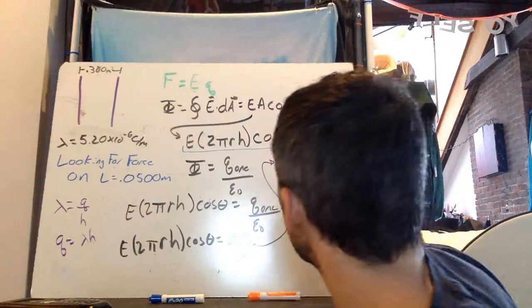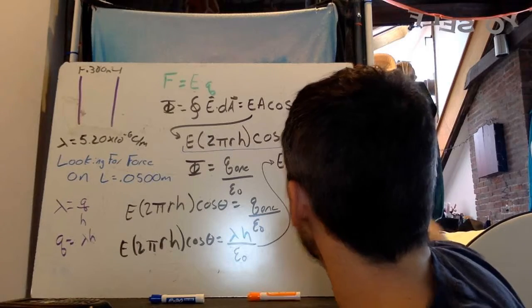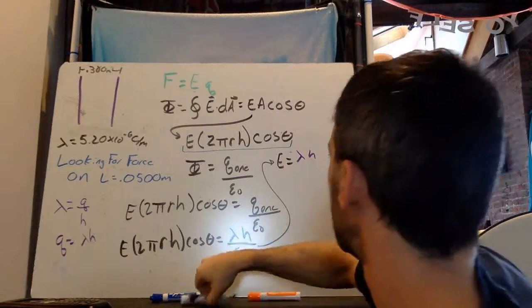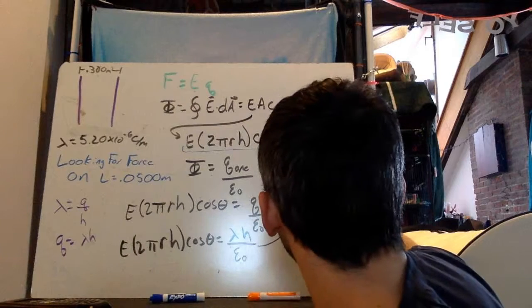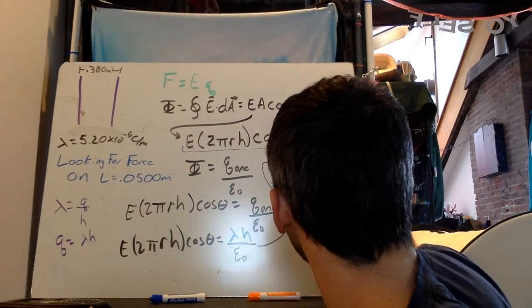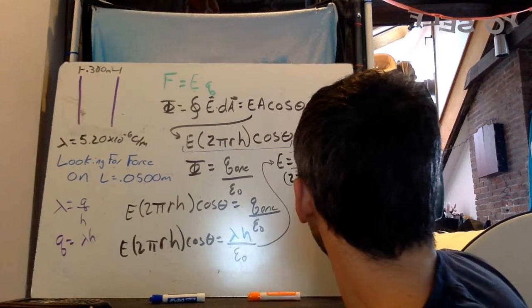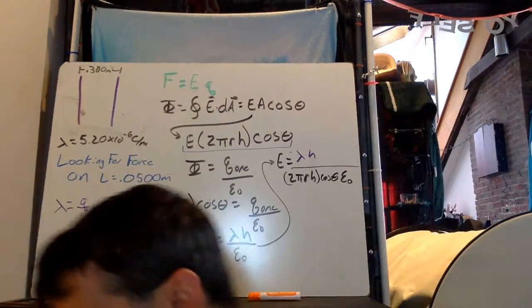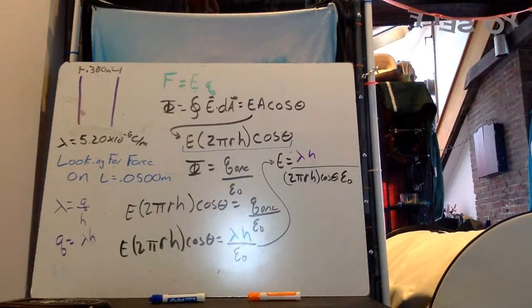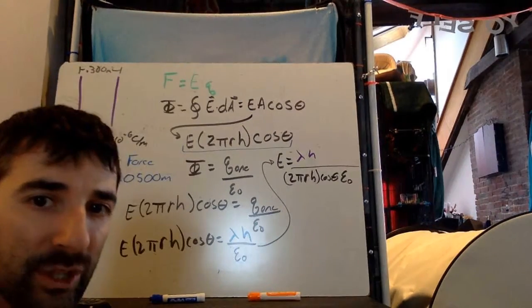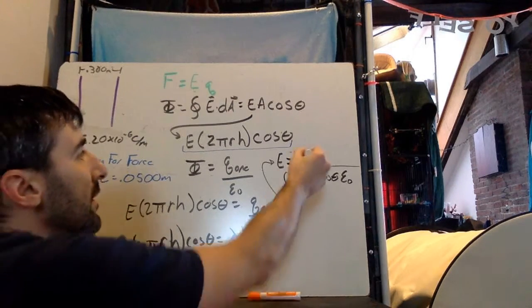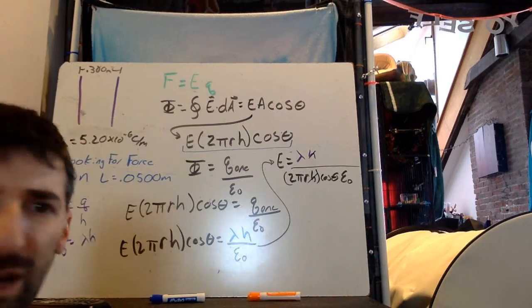So I can say lambda times h, divided by a whole mess of stuff: 2 pi r h, cos theta, times epsilon 0. We should see that my h's can cancel out right there, h and h.